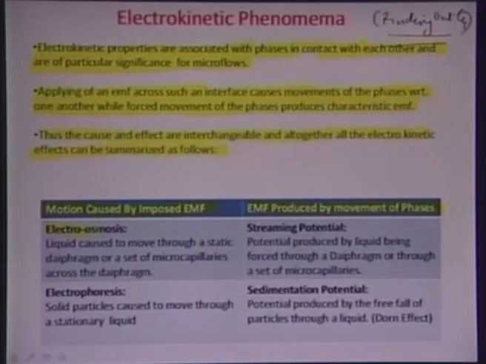One is motion caused by the imposed EMF. This category includes electroosmosis. Okay. And definitionally, electroosmosis is really the principle by which liquid is caused to move through a static diaphragm with microcapillaries across the diaphragm. Okay. So, due to electroosmosis, it generates some kind of a driving pressure which causes liquid to move automatically through a static diaphragm or a set of microcapillaries. So, we will investigate this process a little bit in detail in the following slides.